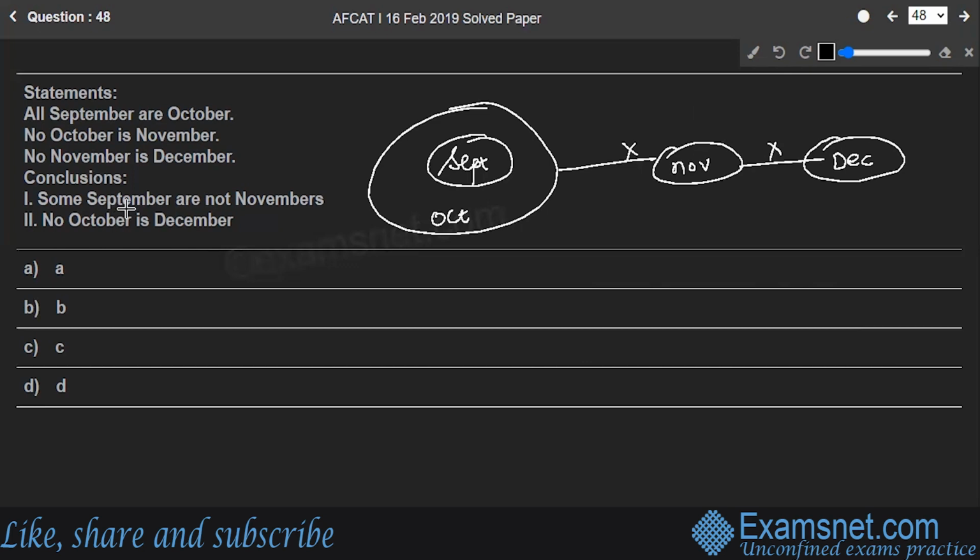It says some September are not November. Some September? No. All Septembers are not November. So this is false. No October is December. This one is again false. Why is that so? Because the relationship of November and December is said that no November is December, but nothing is told about the October and December relationship. So this statement is false. That means both the statements are false and option D is the correct answer. Next is question number 49.